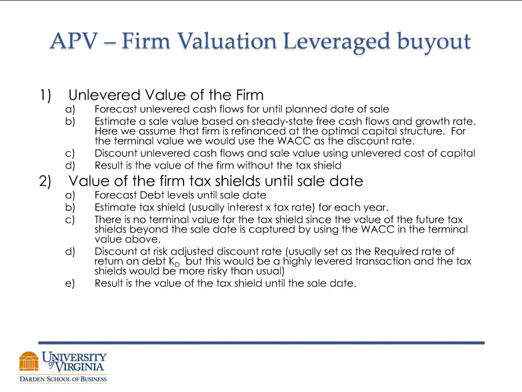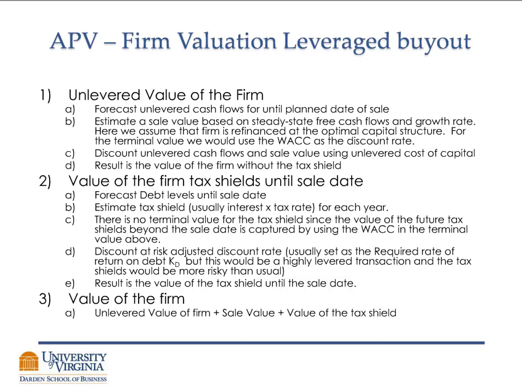We discount the tax shields that we do have at the appropriate risk-adjusted discount rate, usually set as the required rate of return on KD. But this would be a highly levered transaction. The tax shields could possibly be a little more risky than usual. Once we discount them, the result is the value of the tax shield until the date of sale. Finally, the value of the firm is just the unlevered value of the firm plus the sale value at the end plus the value of the tax shield.